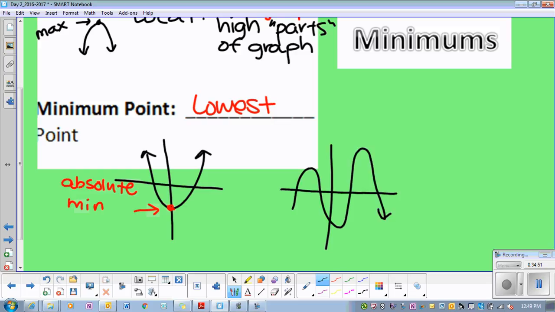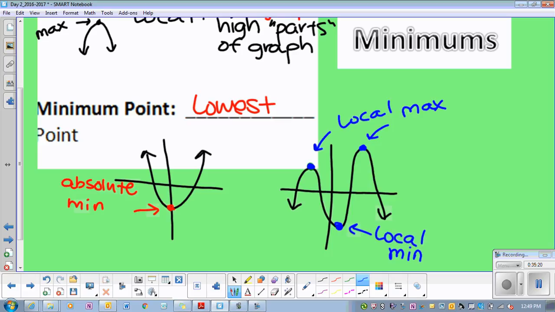If you have a graph like this, see those 2 points? Those are your local maximums. And this would be the local minimum. It's a lot of information. I know this day is a little bit too much.